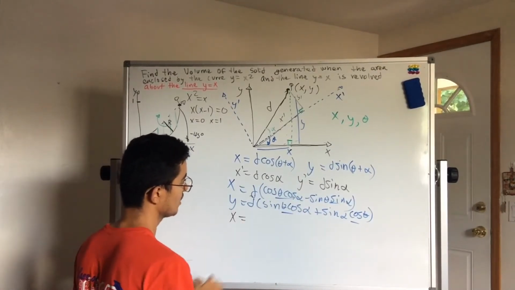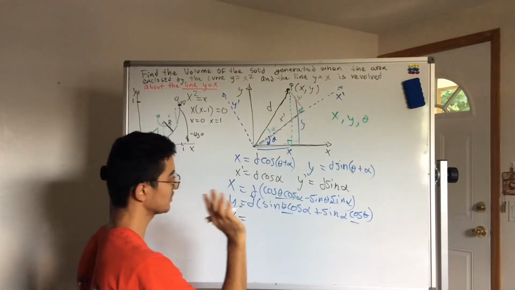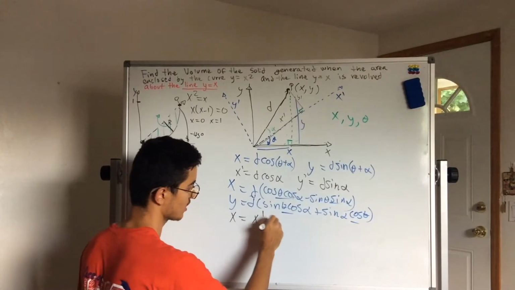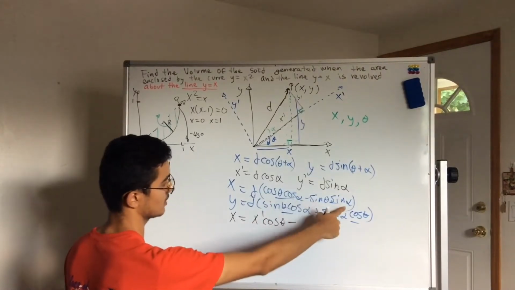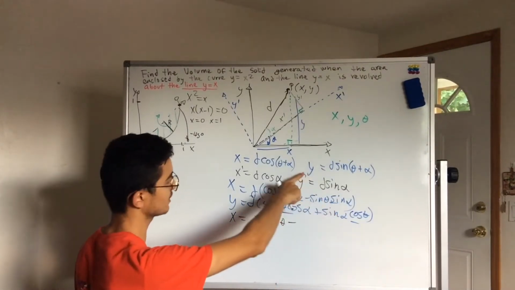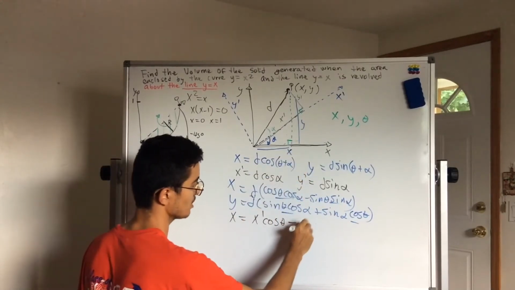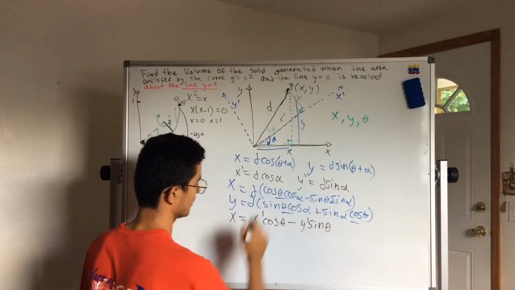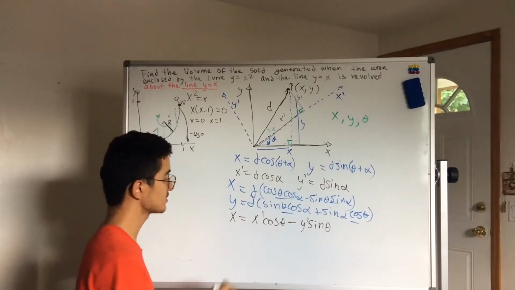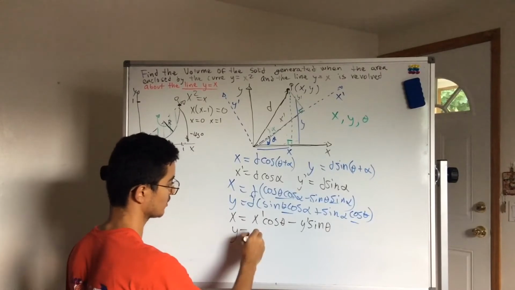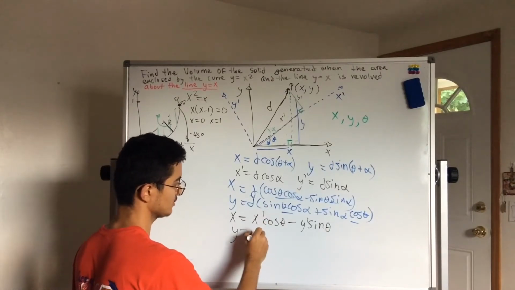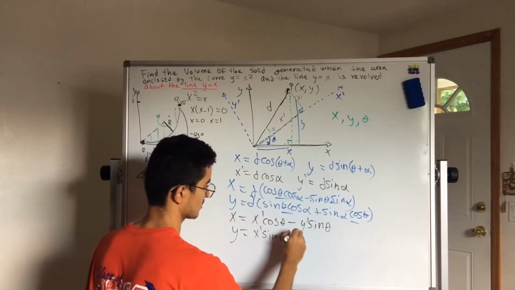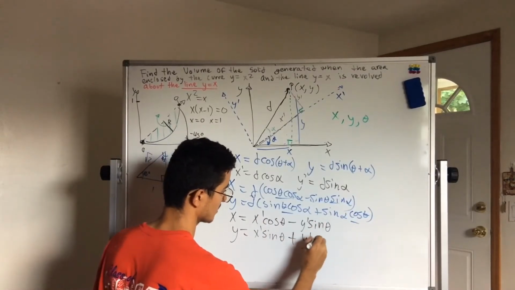So x is equal to d cosine alpha, which is just x prime, so it's x prime times cosine of theta, minus d sine alpha, which is y prime, so y prime times sine of theta. And we're going to do the same thing for y. So y is equal to x prime sine theta plus y prime cosine theta.